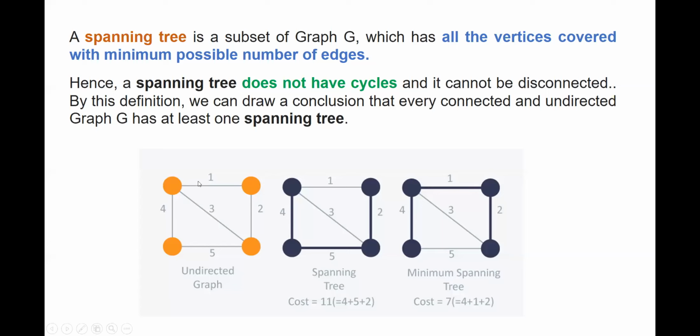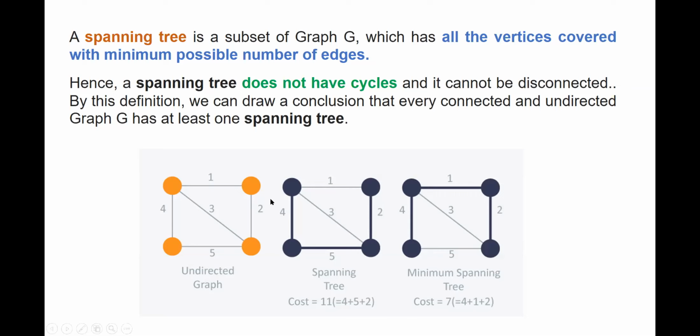So what is a spanning tree then? It is a subgraph of the given main graph, such that it includes all the vertices. The main graph includes 4 vertices and the spanning tree also has to include 4 vertices. But all the vertices must be covered with minimum possible number of edges.